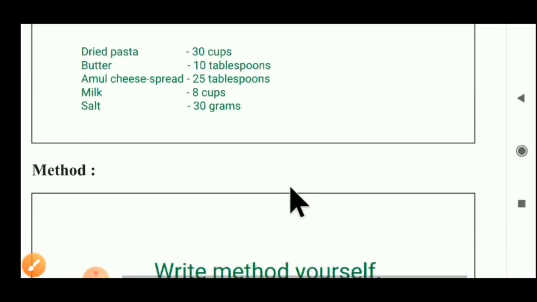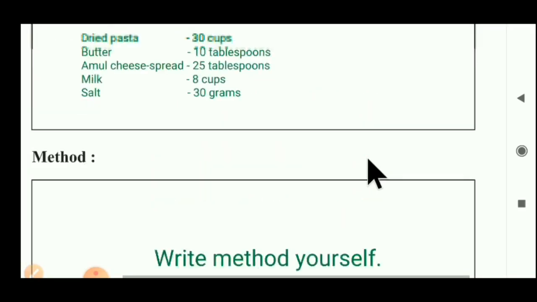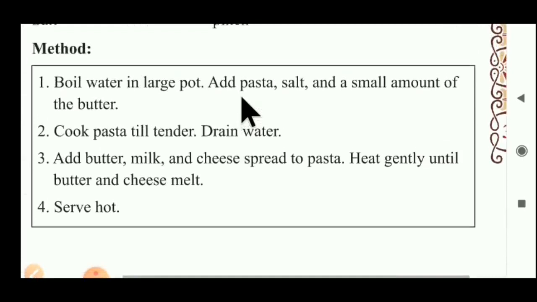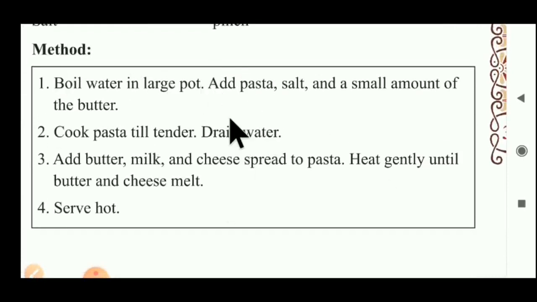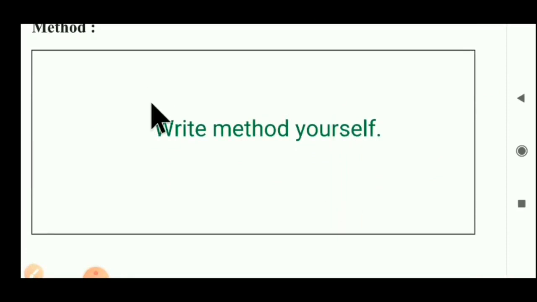Now we have to write the method. Write the method of how to make your pasta. Write the method yourself. We completed the method above. Just see that recipe method here, and you have to write your method for making pasta for one king and his important guests. You have to write the method here. I don't write it here, just try it yourself.